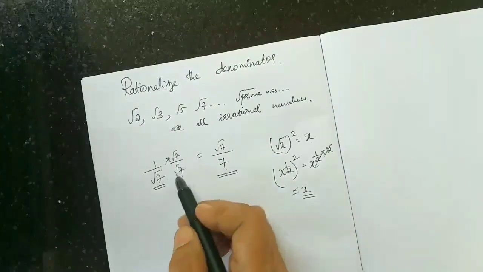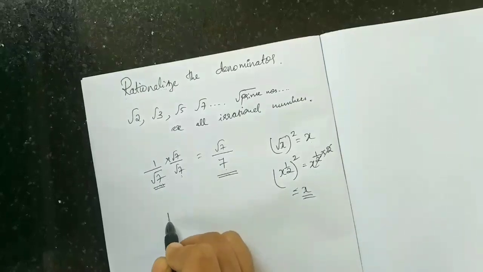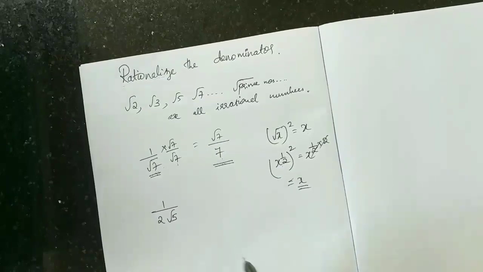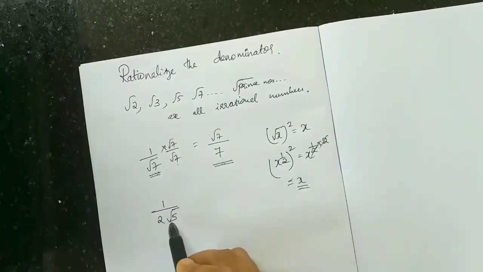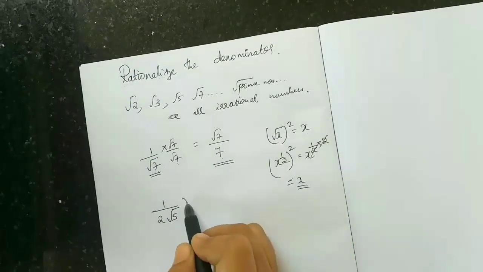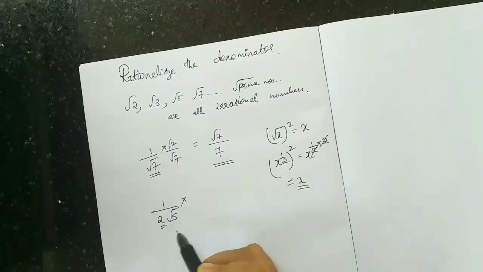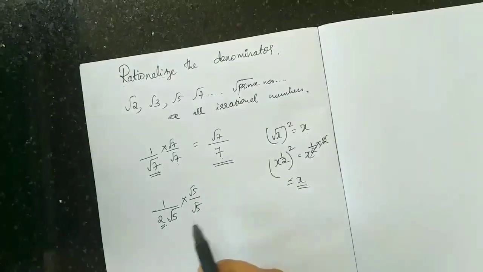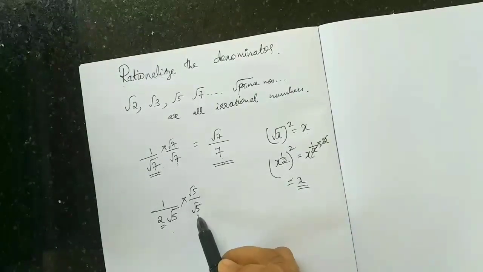Okay, let us see another example. 1 by 2 root 5. You can see that root 5 is an irrational number. There is no need to take 2 in this case. Just take the irrational number alone. So 1 by 2 root 5 into root 5 by root 5.